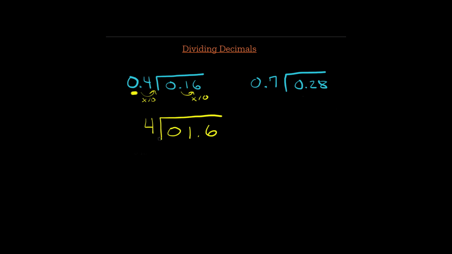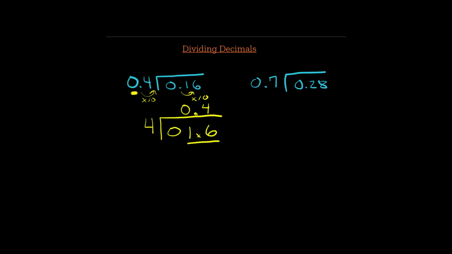All right, so we say how many 4s can fit into 1? 0. We're going to move our decimal straight up. So now it's like the decimal's gone. How many 4s can go into 16? We have 4. So our answer is 0 4/10. Working backwards to check our work, 0 4/10 times 4 is 1 6/10.